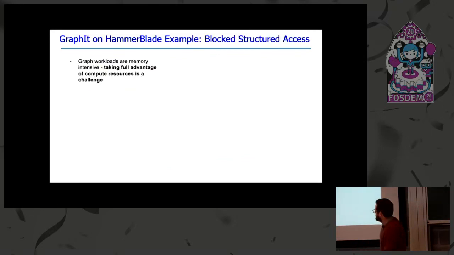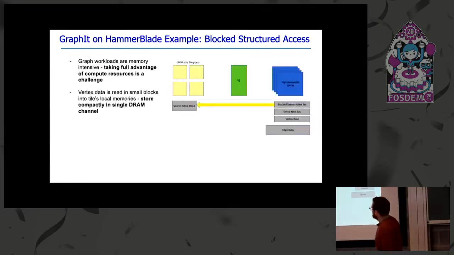So graphs are kind of challenging because they are typically memory intensive. So taking full advantage of all your cores can be tricky. They might spend a lot of time waiting for memory. So one way you might be able to address this problem on HammerBlade is doing something similar to what we might do on GPUs. We can tile our memory accesses.